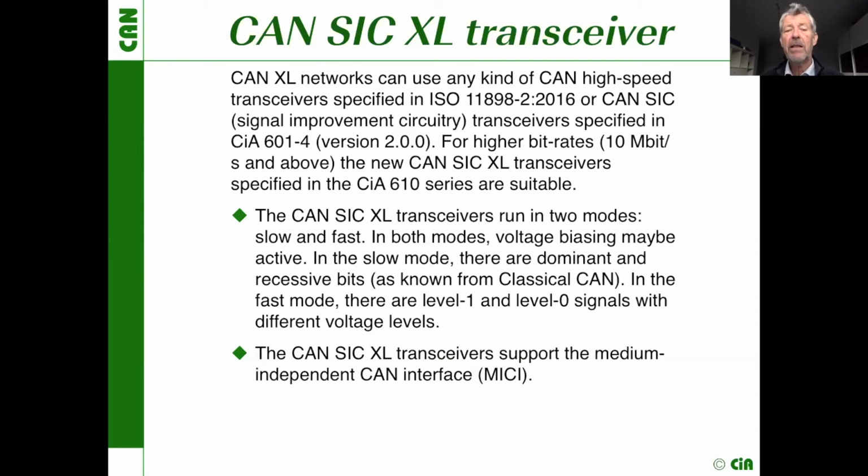These SIC XL transceivers run in 2 modes, slow and fast. In both modes, voltage biasing may be active. In the slow mode, there are dominant and recessive bits, as you know it from classical CAN. In the fast mode, there are level 1 and level 2 signals with different voltage levels than in the slow mode.